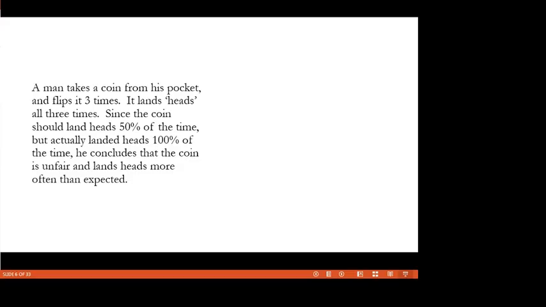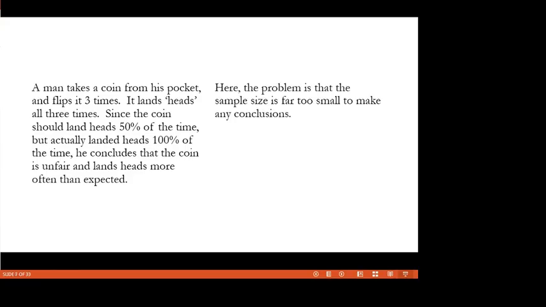So in the first example, suppose you take a coin from your pocket and you flip it 3 times and it ends up landing heads all 3 times. So you say to yourself, the coin is supposed to land heads 50% of the time, but it actually landed heads 100% of the time in the sample. And so the subject of our story concludes that the coin is unfair, since it's landing heads more often than expected.